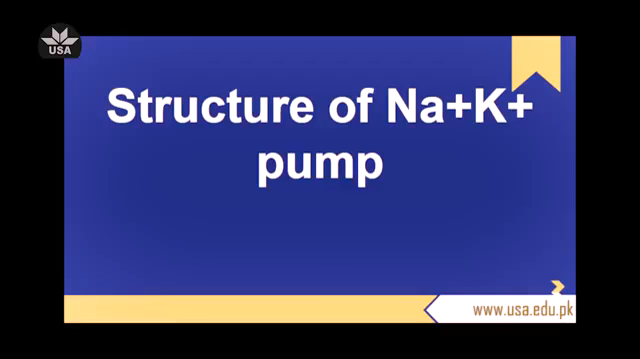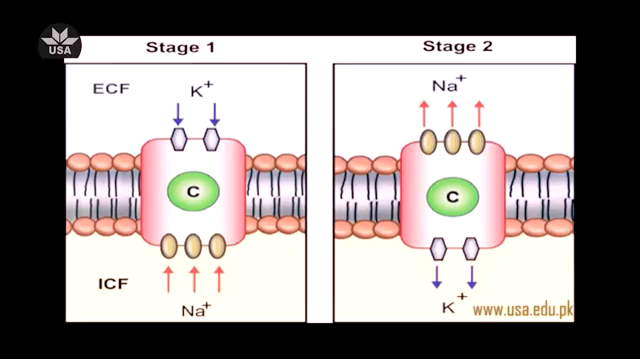Now let's come to the structure of the sodium-potassium pump. Basically, the carrier protein that constitutes the sodium-potassium pump is made up of two protein subunits, an alpha subunit and a beta subunit. The alpha subunit has a molecular weight of 100,000 and the beta subunit has a molecular weight of 55,000. The transportation of sodium and potassium occurs only through the alpha subunit. The beta subunit is a glycoprotein in nature and its function is not actually clear.